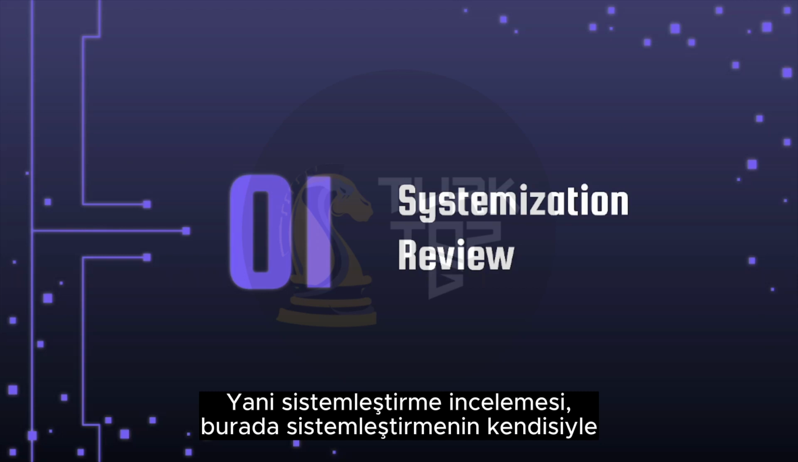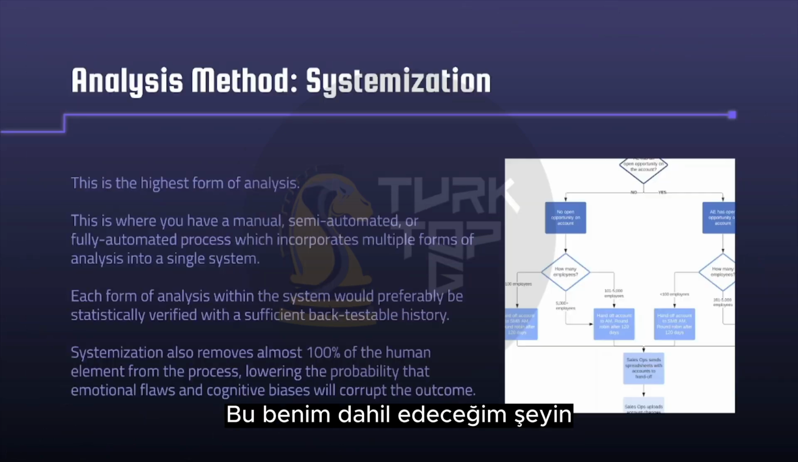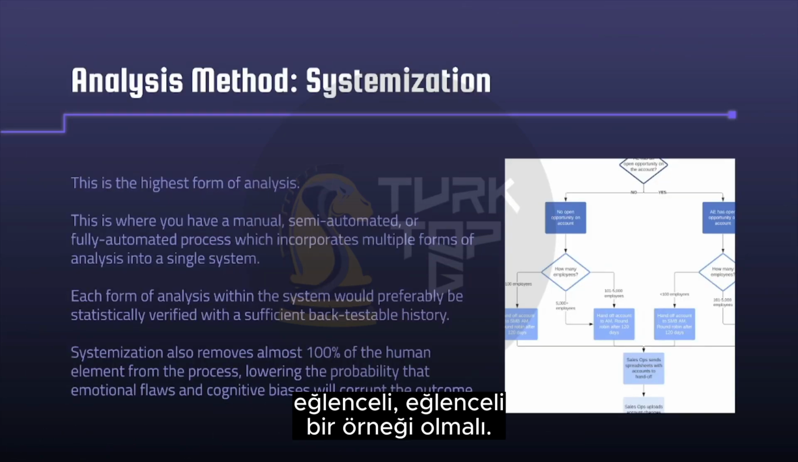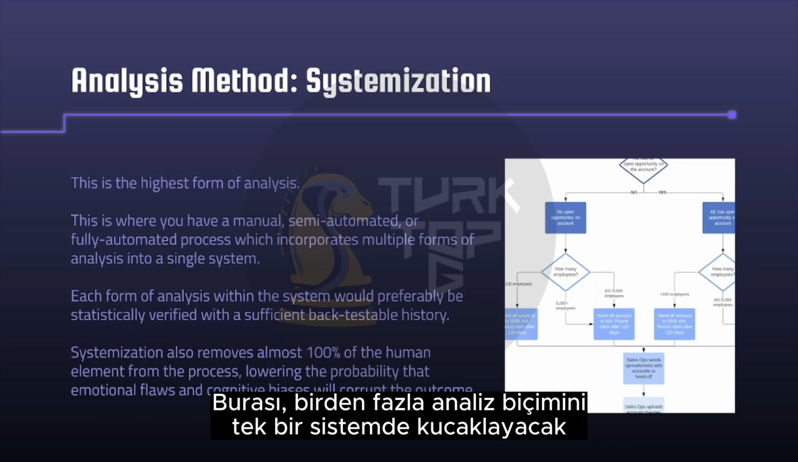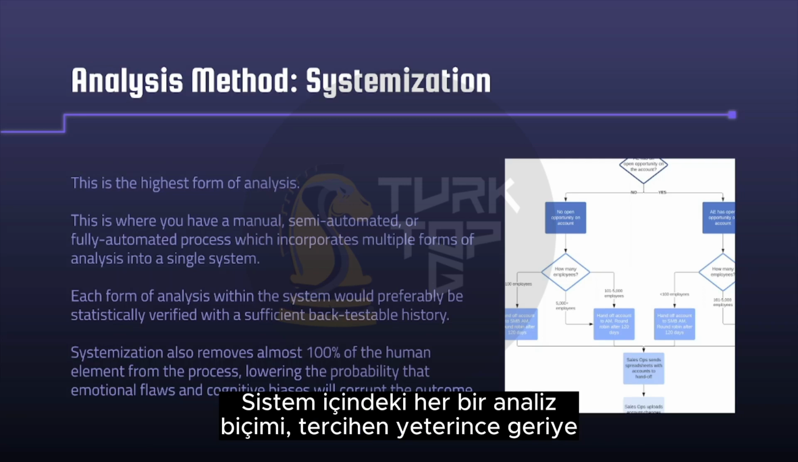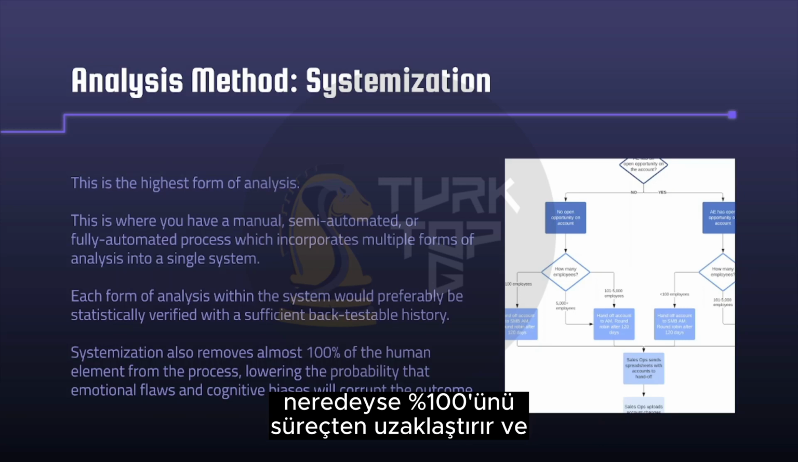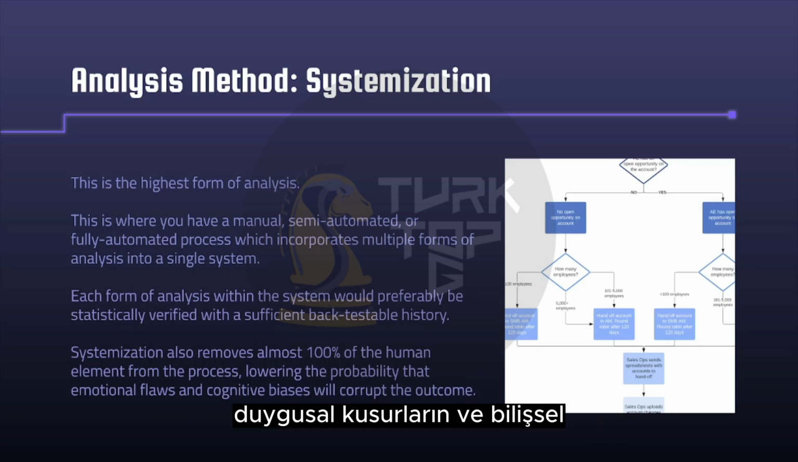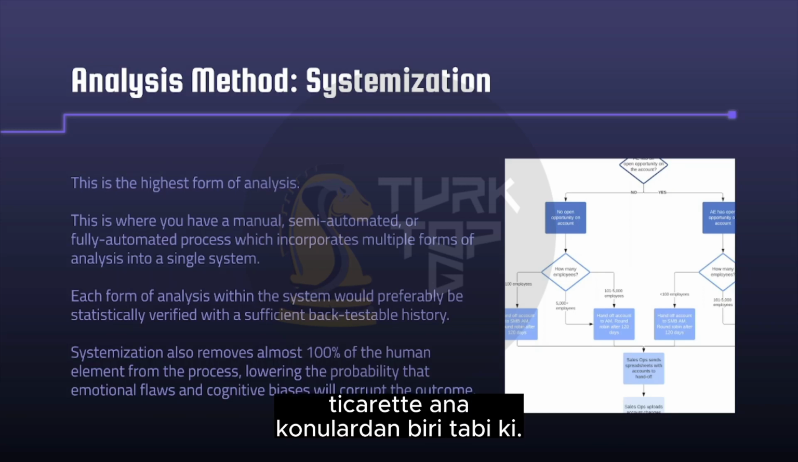So, systemization review. We're just going to look at a high level of what I'm trying to achieve here with systemization itself. Just a quick review: systemization is the highest form of analysis. This is where you have a manual, semi-automated, or fully automated process which incorporates multiple forms of analysis into a single system. Each form of analysis within the system would preferably be statistically verified with sufficiently back-testable history. Systemization also removes almost 100% of the human element from the process, lowering the probability that emotional flaws and cognitive biases will corrupt the outcome, which of course is one of the main issues in trading.